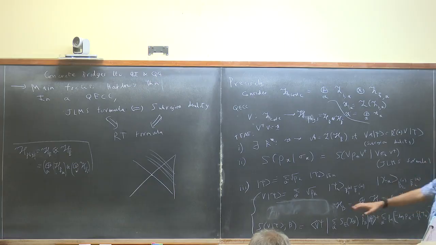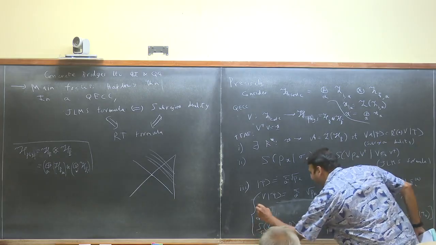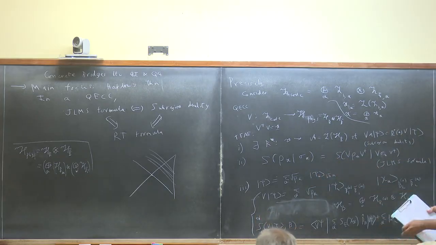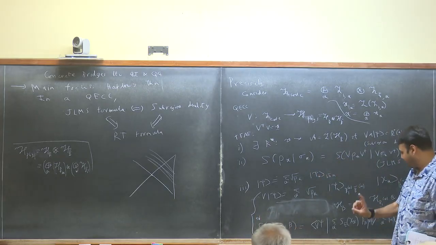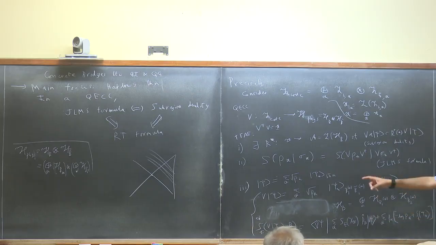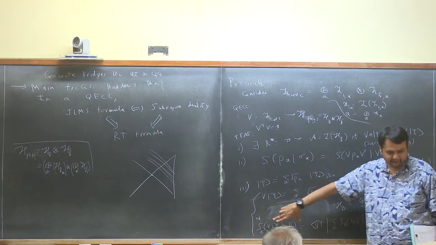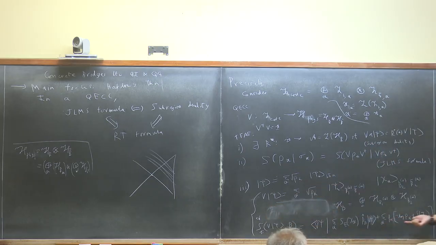Okay, so the two statements together will tell you something, which is that the entanglement entropy of V psi has a piece which is just the entanglement entropy of the original psi. Now this ensures that you are not moving information into B bar. Just explain the last line.